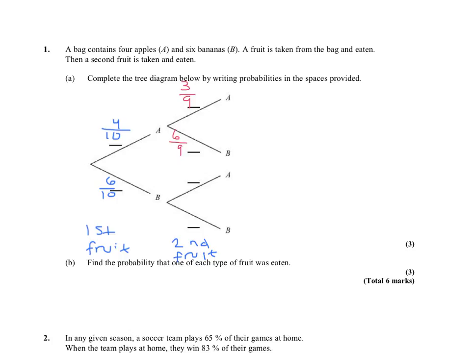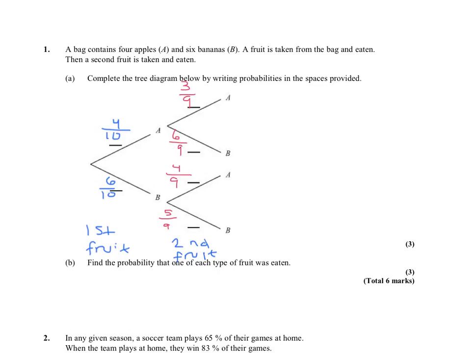Then we look at the other section of our tree diagram, and this time we're going to assume we pulled a banana. Well, if we pulled a banana, all 4 apples are still in there, but there's only 9 total fruits. And then we look at what's the chance of pulling a second banana. If we pull the banana for the first time, then we only have 5 bananas and 9 total fruits.